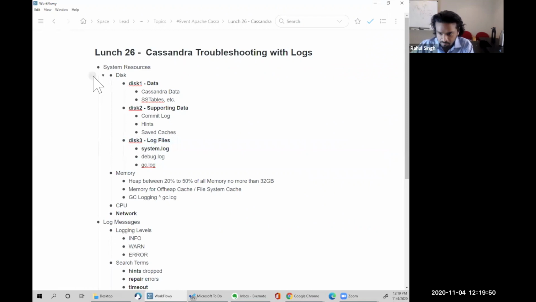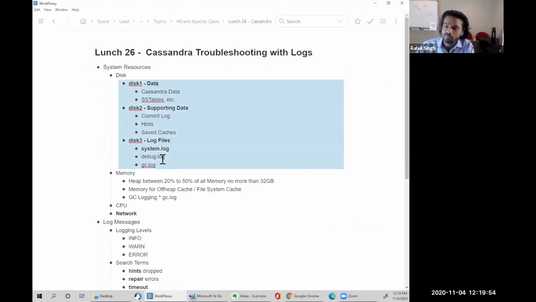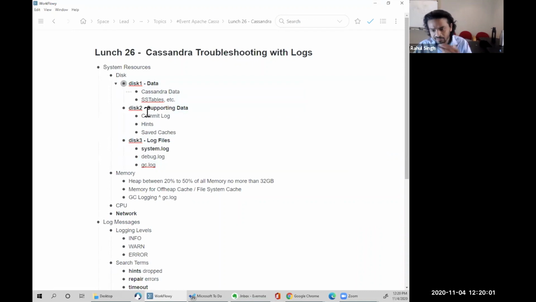So first basic lesson in troubleshooting Cassandra is, do I have enough space for all of my things that I need to manage? The data, the supporting data, and the log files. And then there's also the heap dump, which would end up going elsewhere. You also have the temp drive, et cetera. But this is the easiest thing to solve. Make sure you have enough space.